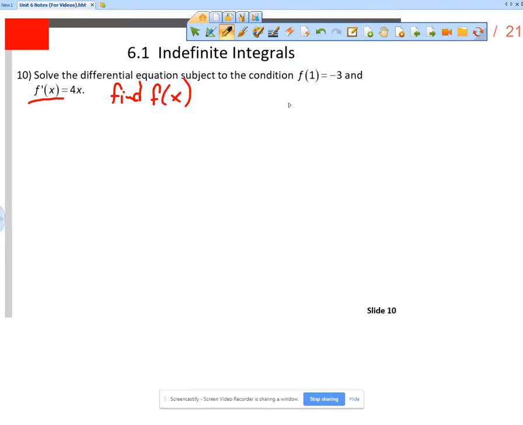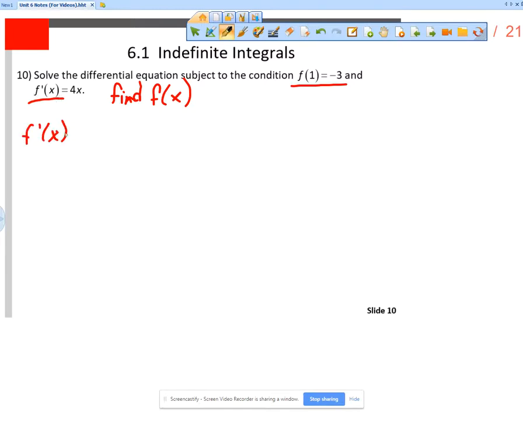Now it says that it needs to be subject to the initial condition that f of 1 equals -3. So what does that mean? That means that f of x is not going to be a general solution to the differential equation. It's going to be a specific solution to the differential equation because we have specified a particular value of the function.